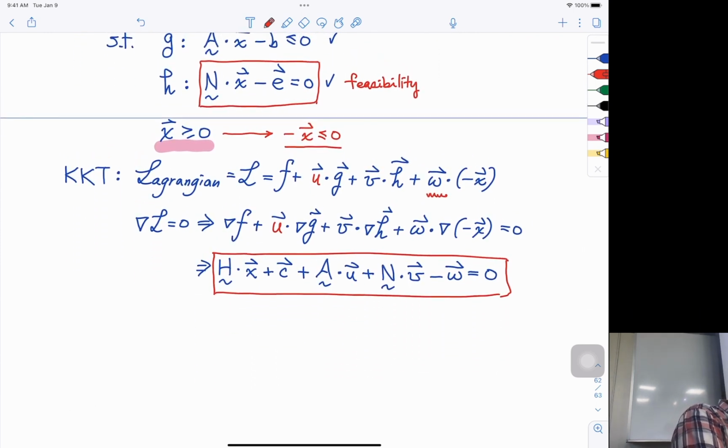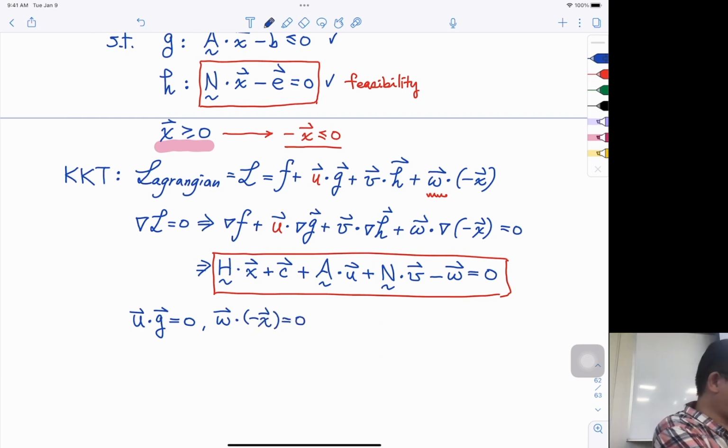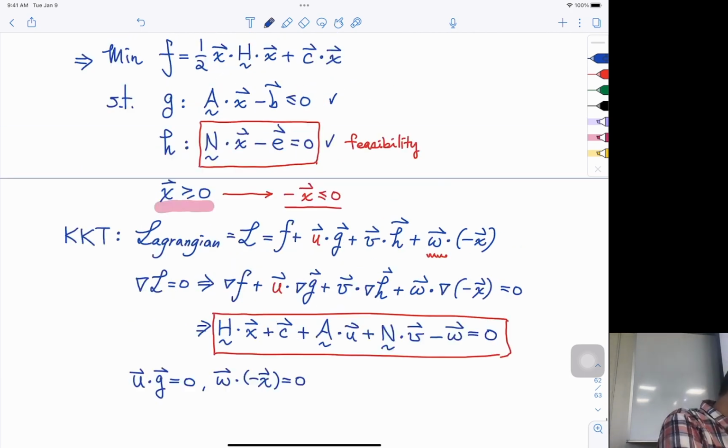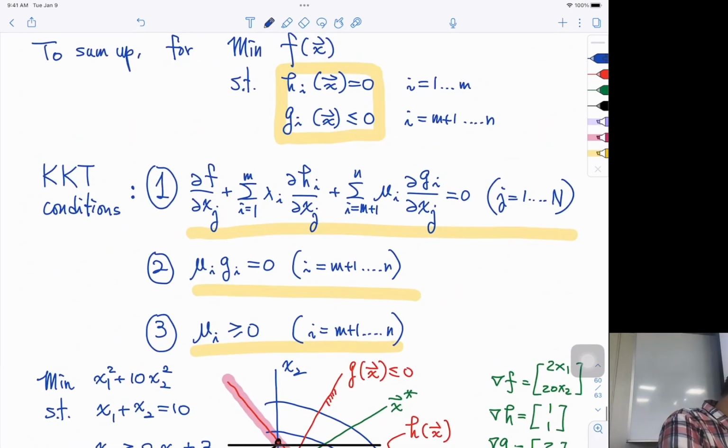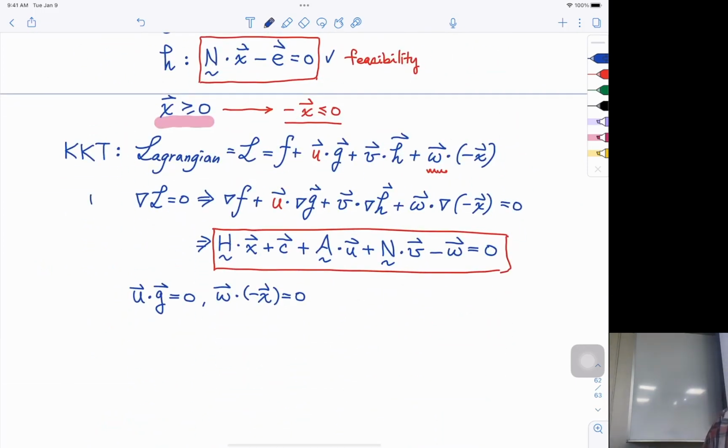In KKT condition, we want u. Another condition is u times g has to be 0 all the time, right? And also, we have w times negative x must be 0. That's from KKT condition. If I recall the numbers, this is KKT1, and this is KKT2, right?